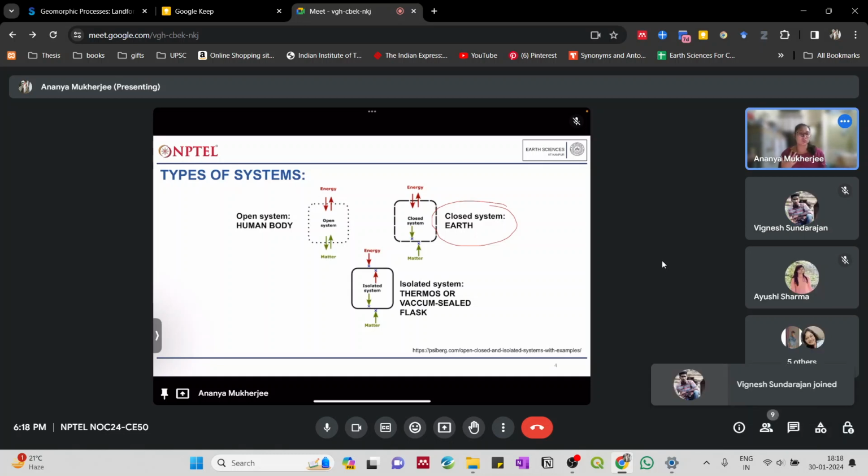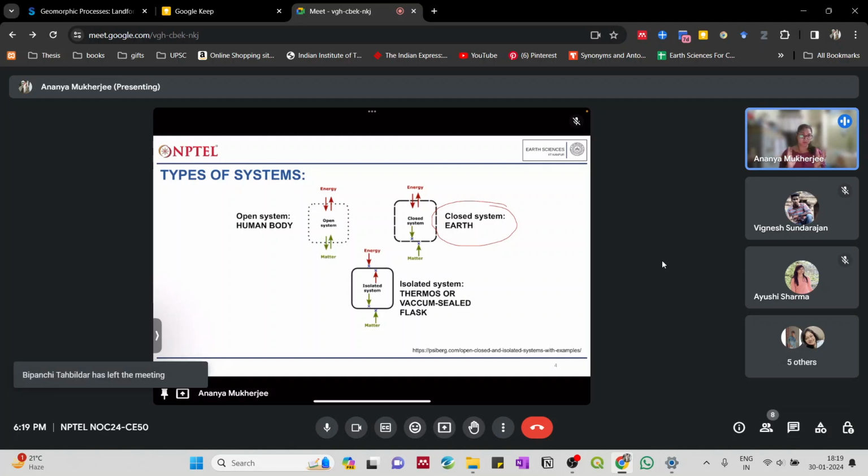But we have the energy transfer. That is solar radiation. Sometimes we also have ionospheric currents because of these solar radiations and everything. So these kinds of interactions happen, and these are in the energy domain. That is why we call Earth system a closed system. Okay, so this is important.